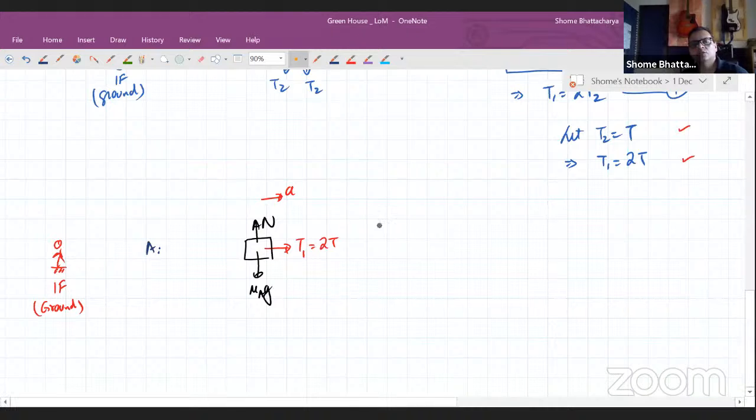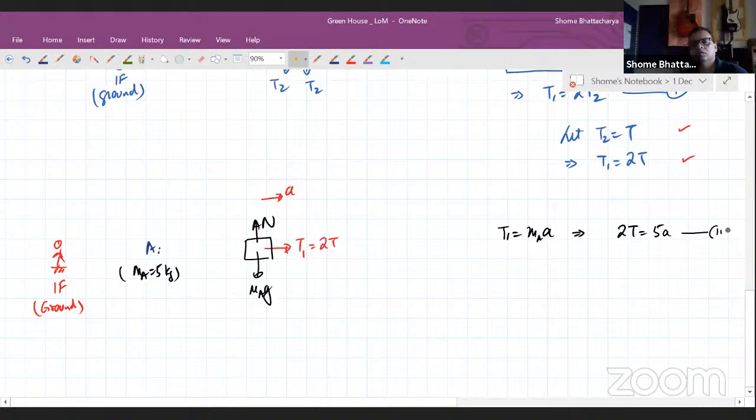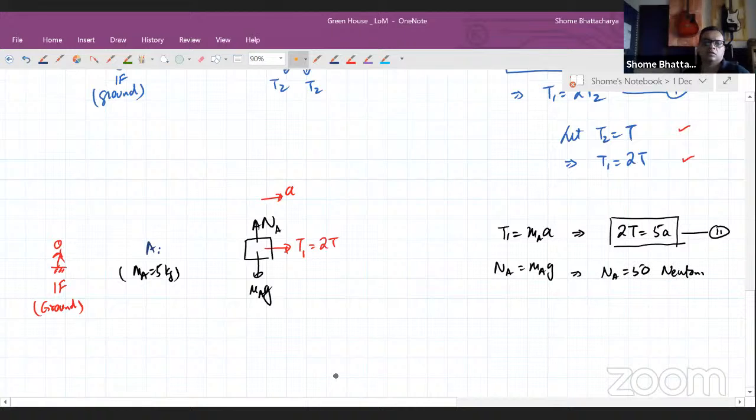Okay. And mass of A, you remember, was given to us as 5 kg. So the important equation that we have, the horizontal one, T1 is equal to mass of A into its acceleration. So we can write T1 as 2T, and that will become equal to 5A. So this is our important equation. Okay, this one. And of course we have a supporting equation that normal reaction on A will balance its weight. So this is not really that important for us because it's pretty obvious that the normal reaction will become 50 newtons. Okay, so this is clear, I hope.